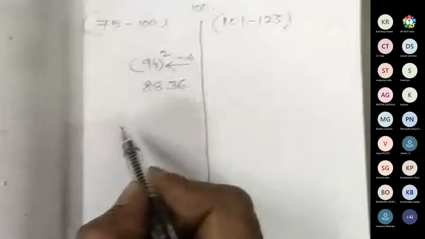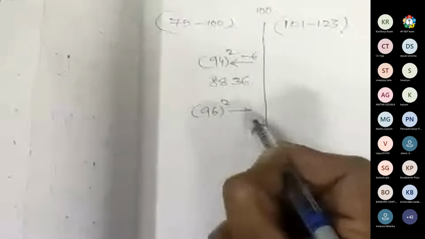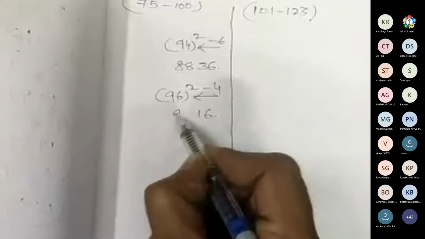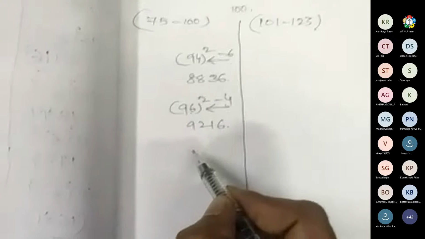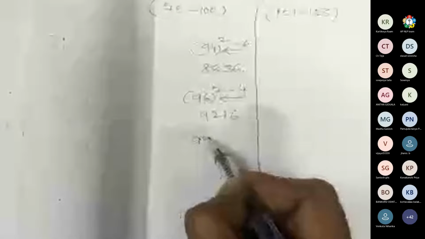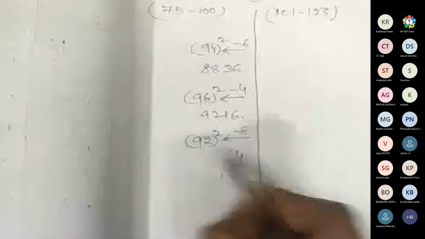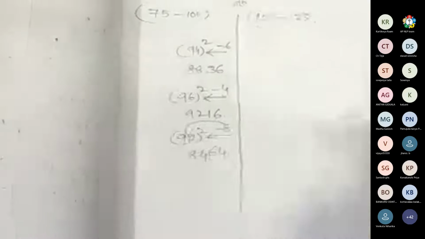Okay. Then suppose you take 96 whole square. For 100, it is 4 less. 4 square is 16. 96 minus 4 is 92. 9216. Okay. For example, 92 whole square is given. For 100, it is 8 less. 8 square is 64. 92 minus 8 is 84. 8464.